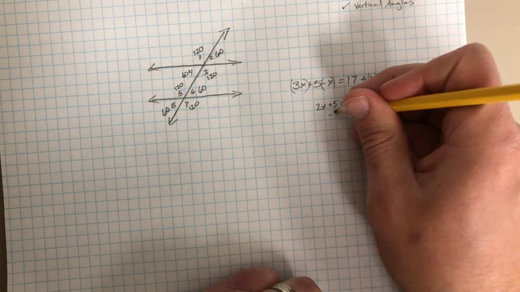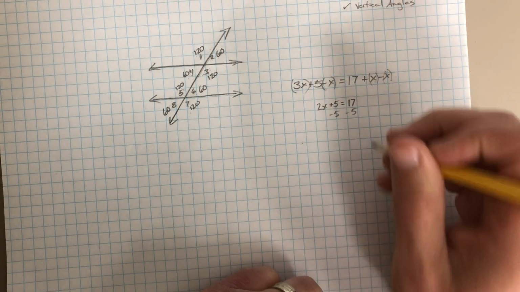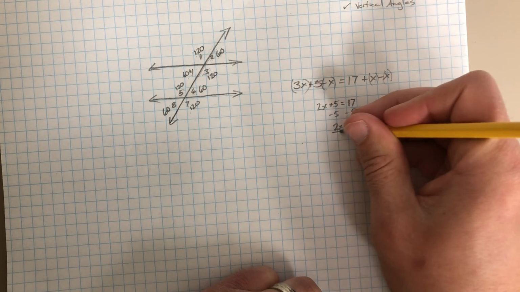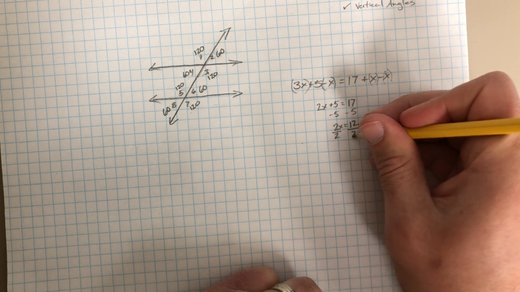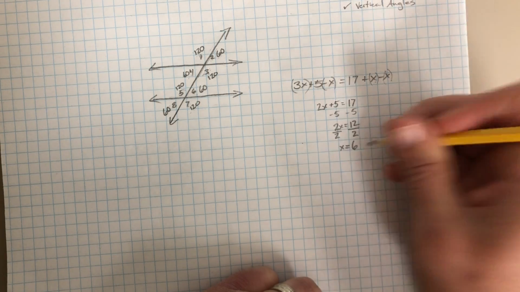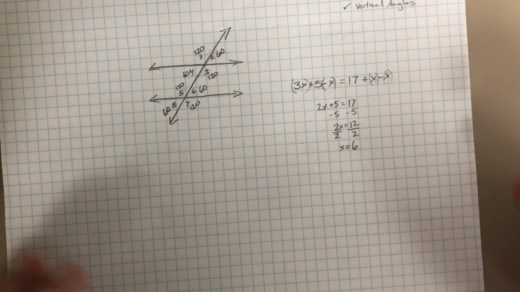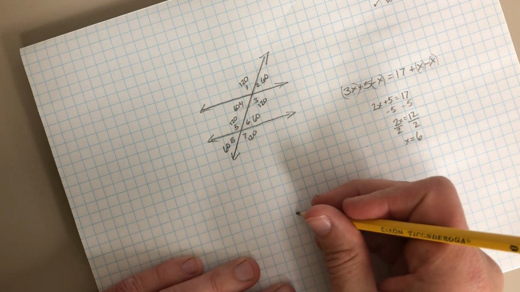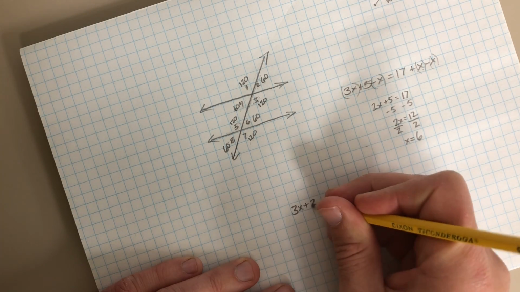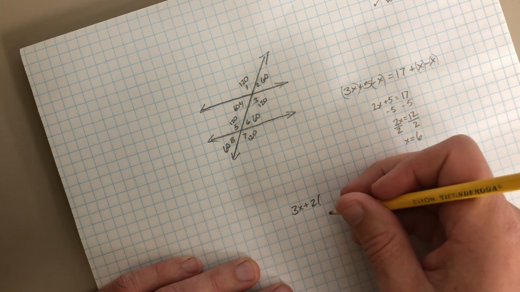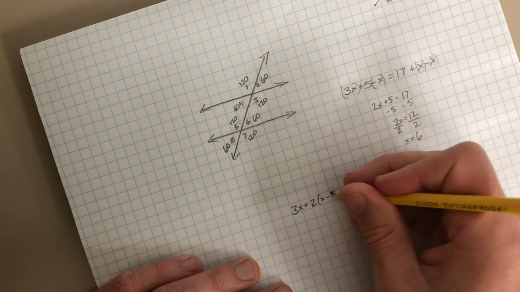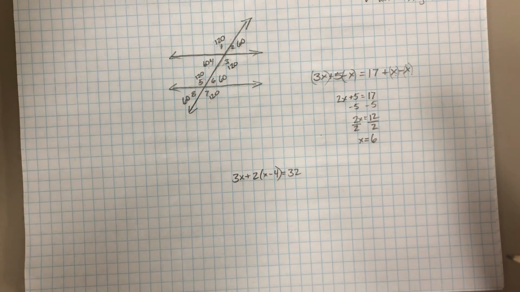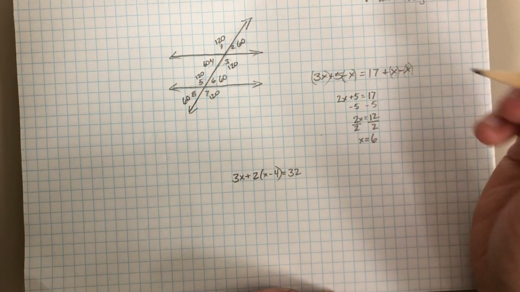To get rid of the 5, subtract 5, subtract 5. So now I have 2x equals 12. To get rid of the 2, inverse operation, divide by 2, x equals 6. Okay? Let's look at one more. Let's do 3x plus 2 times x minus 4 equals 32. All right. So here I have to use the distributive property.